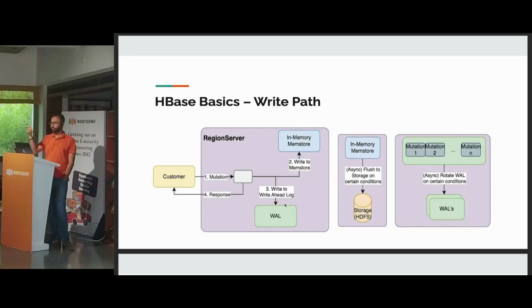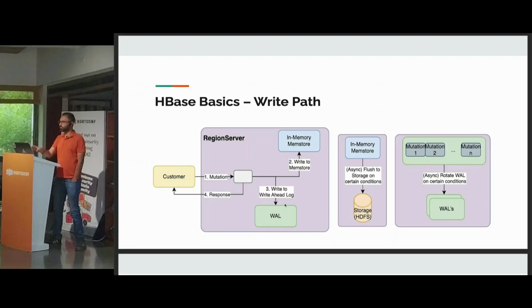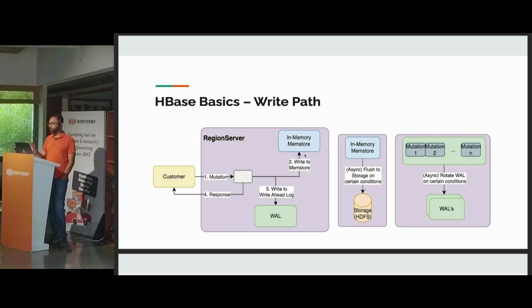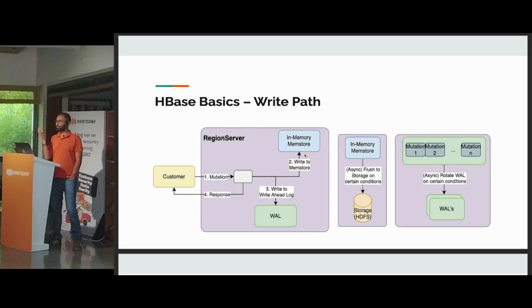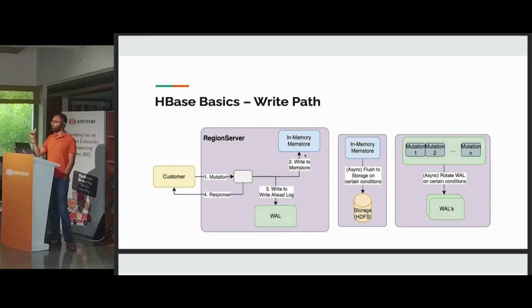For example, you're writing to memory which is not persisted to disk, which is not permanent. So if the region server crashes, then the write ahead log is used for recovering the data. So that's how the write path is. And this in-memory structure is going to be flushed into disk once in a while, say if there's memory pressure or it reaches a threshold, by default I think 128 MB, it flushes to disk.